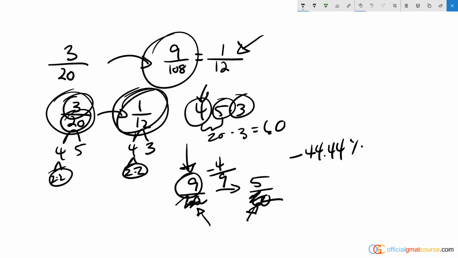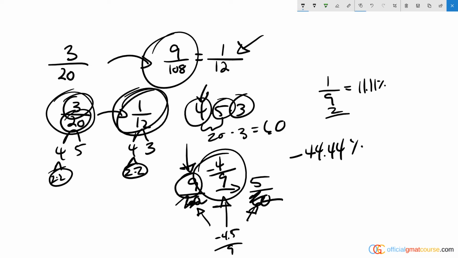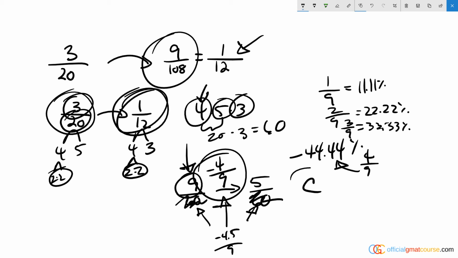44.44%. And it's good to know that this, first of all, is slightly less than 50% because 4.5 over 9 is 50%. But it's really good to know that 1/9 is equal to 11.11%. And so 2/9 is going to be 2 times that, which is 22.22%. And then we have 33.33%, which everyone knows is 1/3, which is also represented as 3/9. And of course, 4/9 will then give us this 44.44%. And that gives us our answer, which is approximately 45, which is answer choice C.